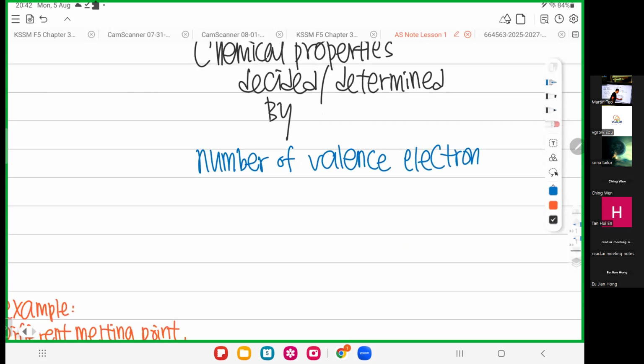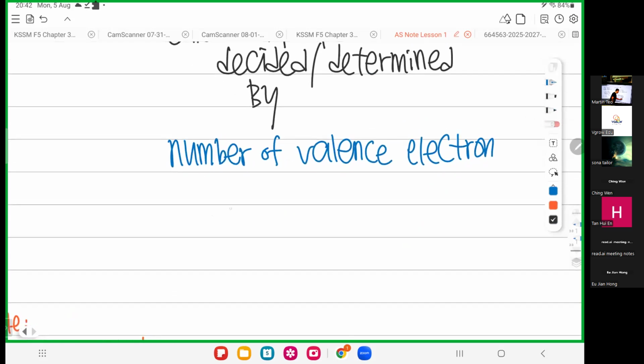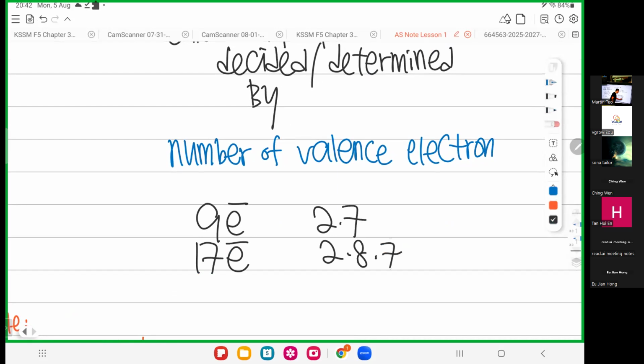All right, example. Today you got 9 electrons. I got 17 electrons. Do we have the same number of electrons? No, the number of electrons is different. I got 17 electrons in total, you have 9 electrons in total. But look at our valence electrons. I got 7 valence electrons, same as you. You also have 7 valence electrons. So that's why we have the same chemical properties. You can react with water, I also can. You can react with oxygen, I also can.